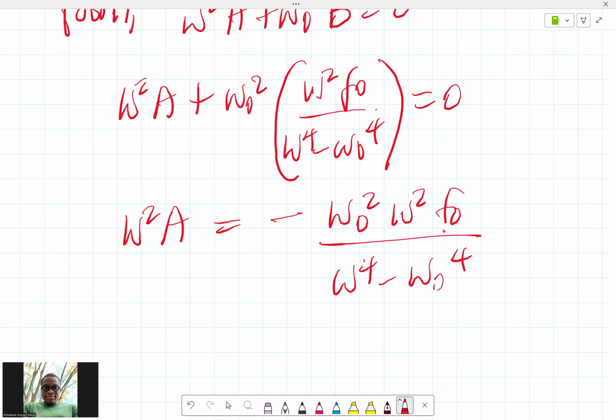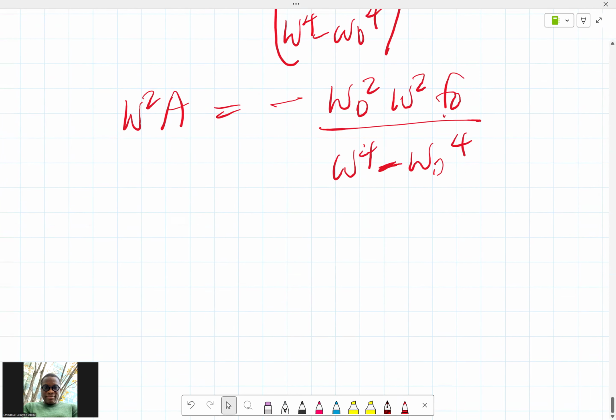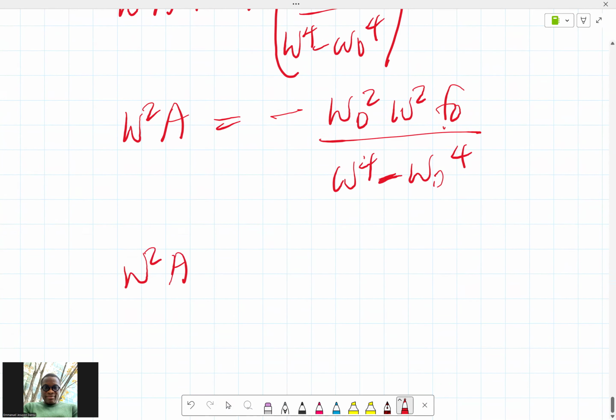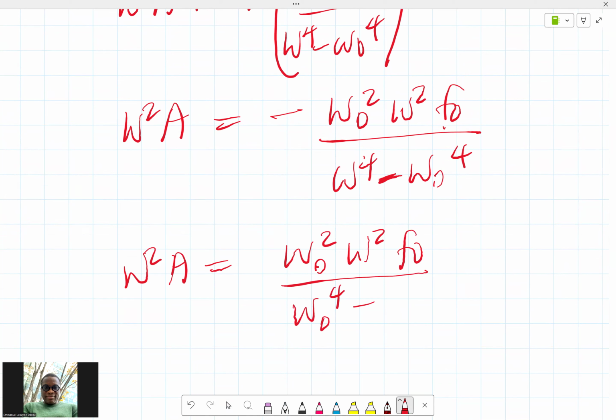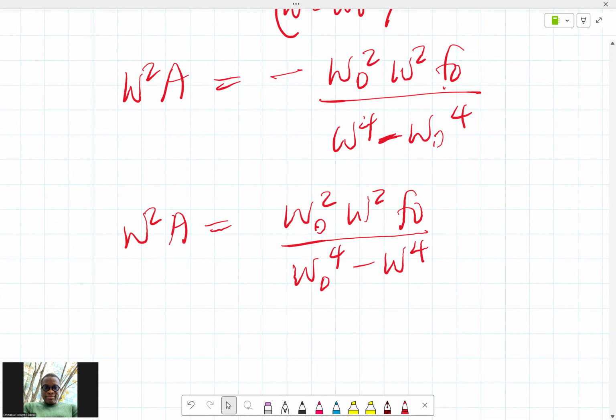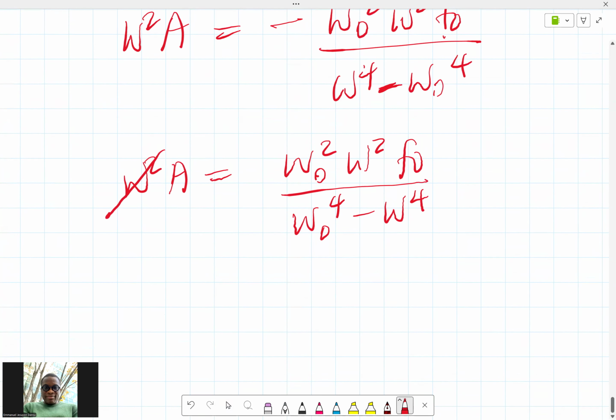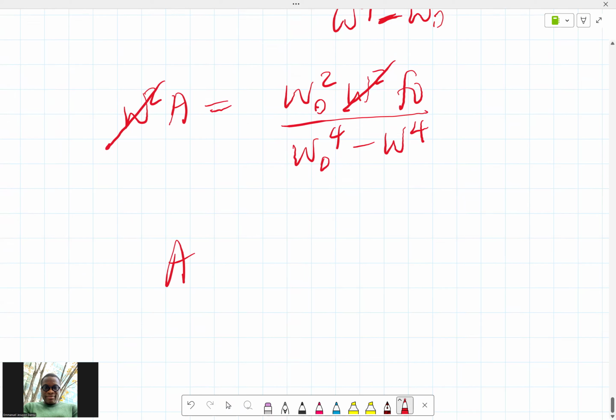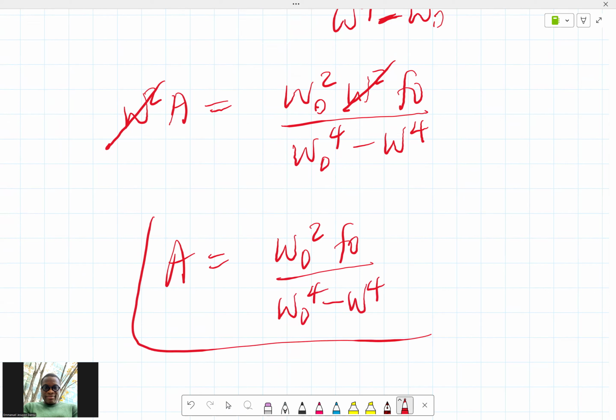So this minus can go down and change this over, so that the whole thing becomes positive. There's omega squared a is equal to omega naught squared, omega squared f naught all over omega naught 4 minus omega 4. So we can divide through by omega squared. So this just cancels out. So a is equal to omega naught squared f naught all over omega naught 4 minus omega 4. So this is a now. Wow, some serious issue going on here.